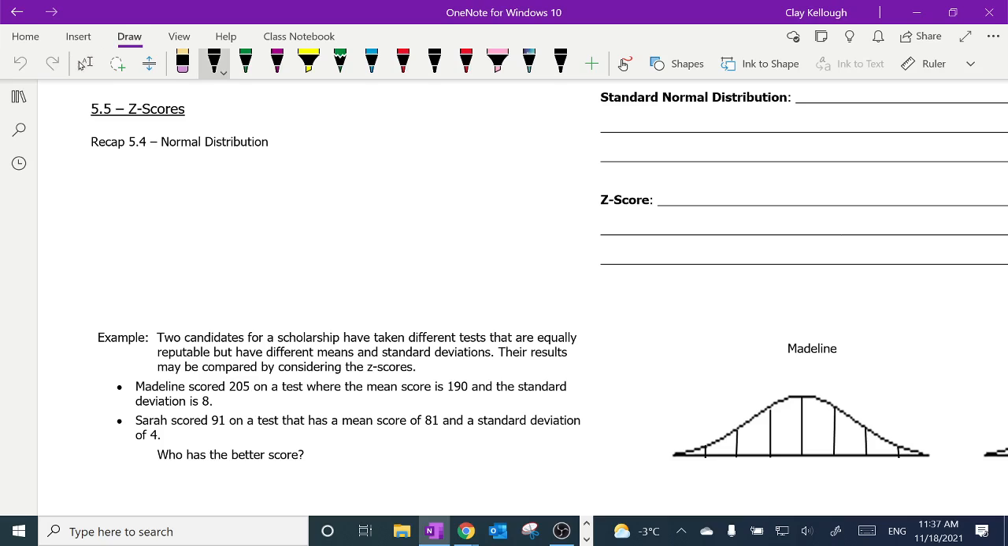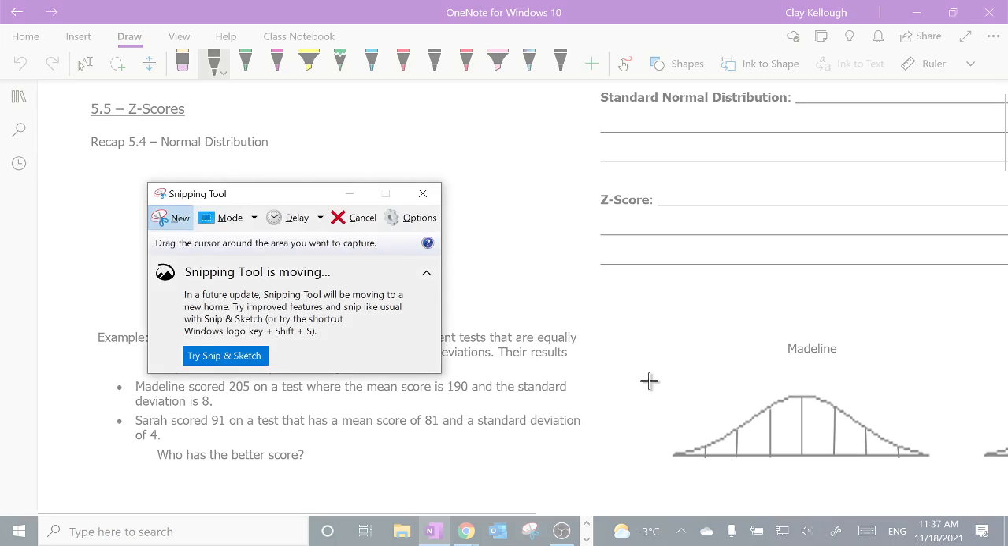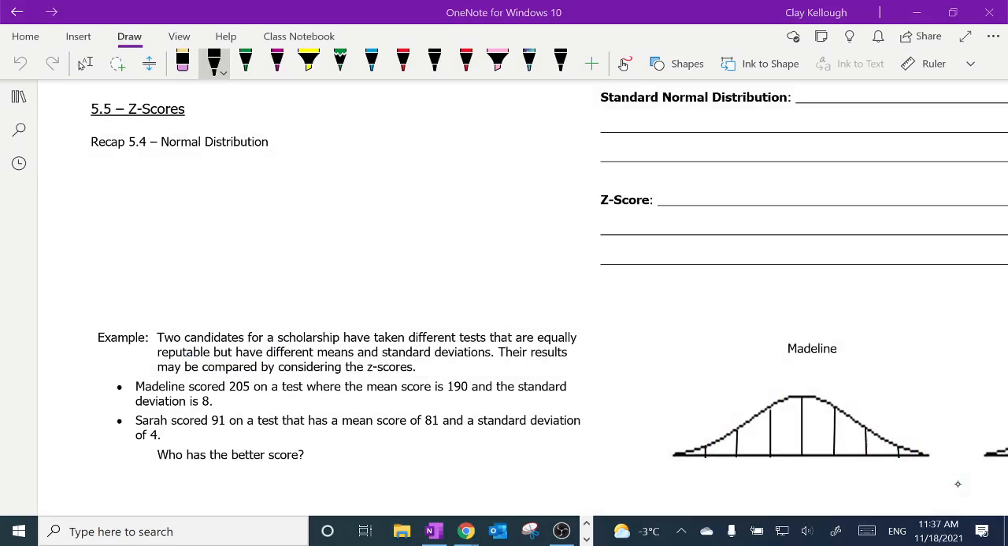The normal distribution, which looks like this, let me just cut and paste this. The normal distribution is this shape here, right? And what do we know about this shape?